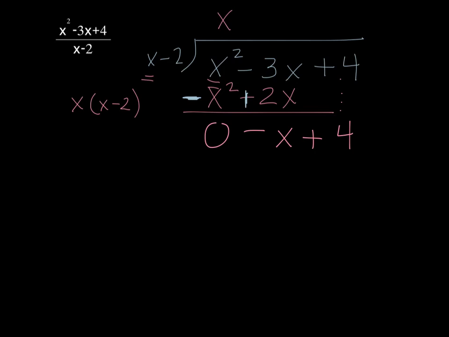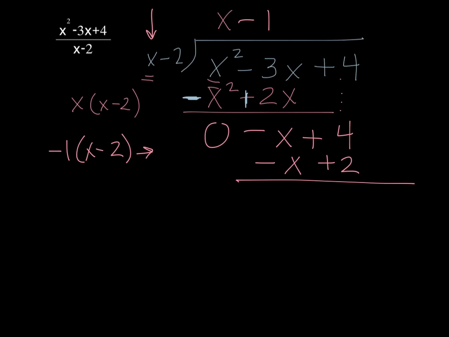So again, we ask ourselves, what do we have to multiply this x here to get minus x? The answer is minus 1. So we'll get minus 1 times x minus 2, which will be minus x plus 2. Then we subtract. When we do that, we have to distribute a minus sign through, because we're subtracting everything.